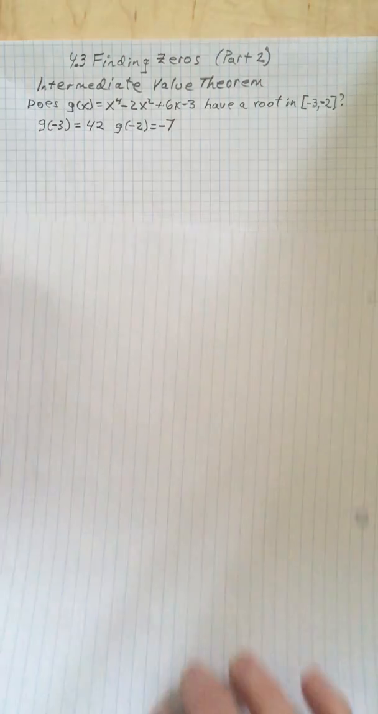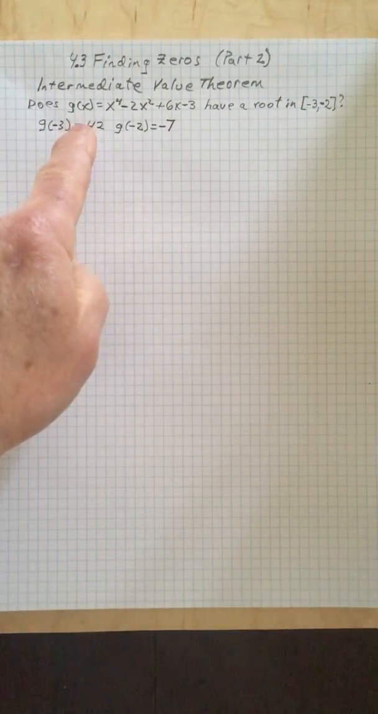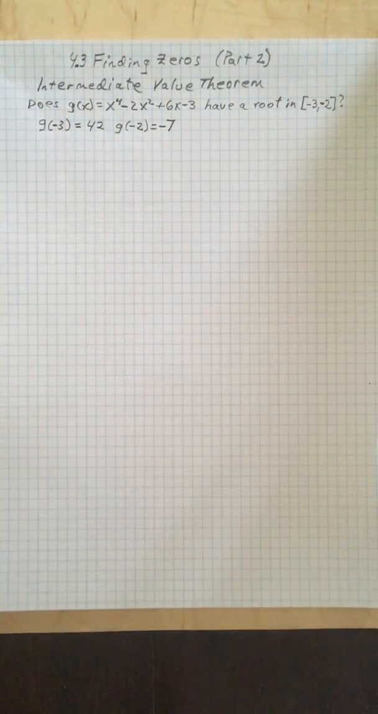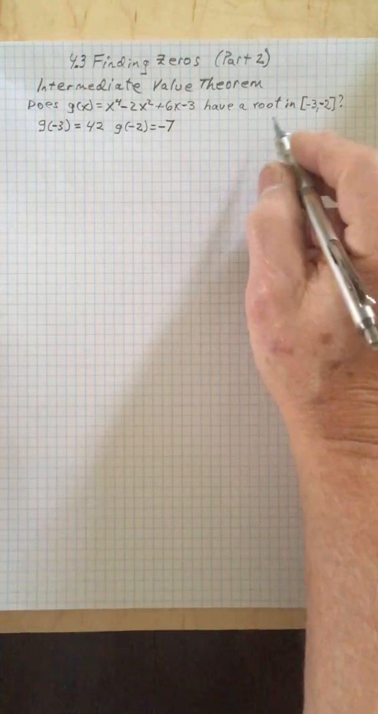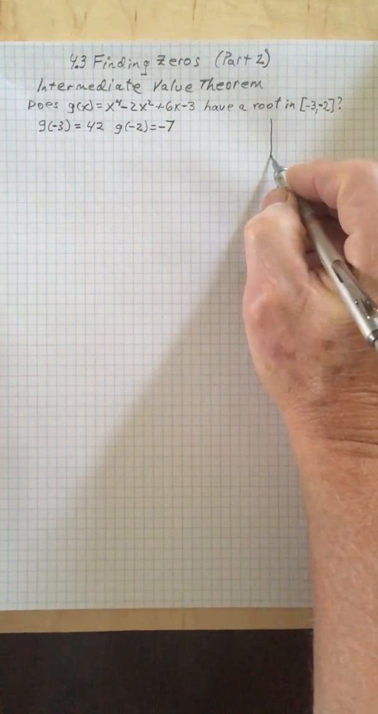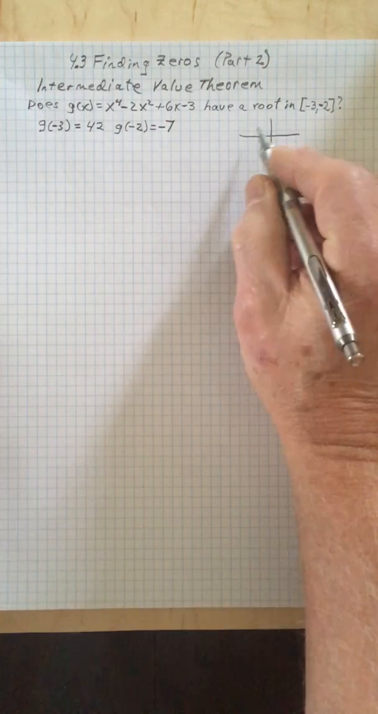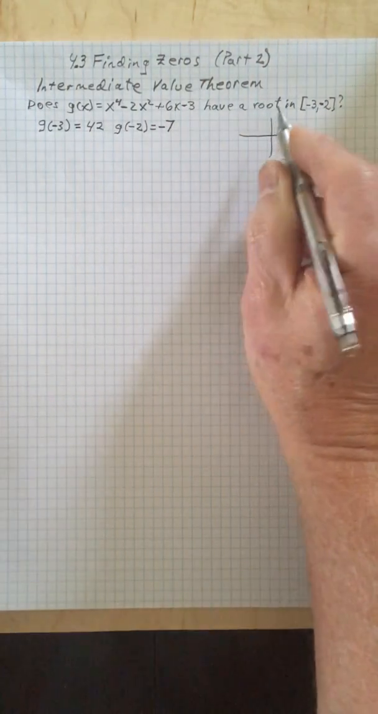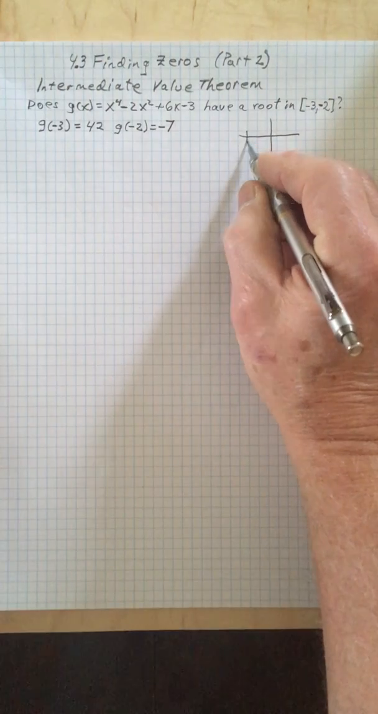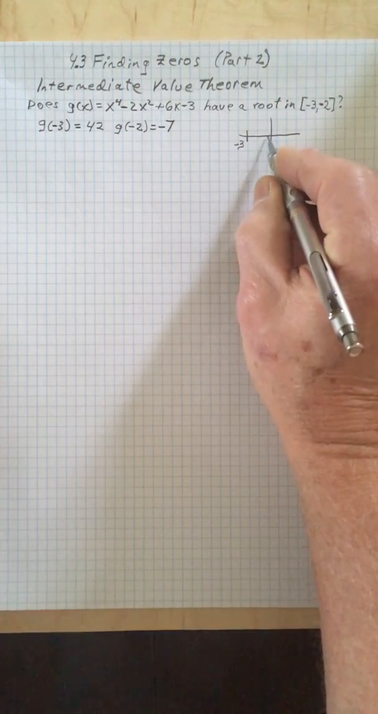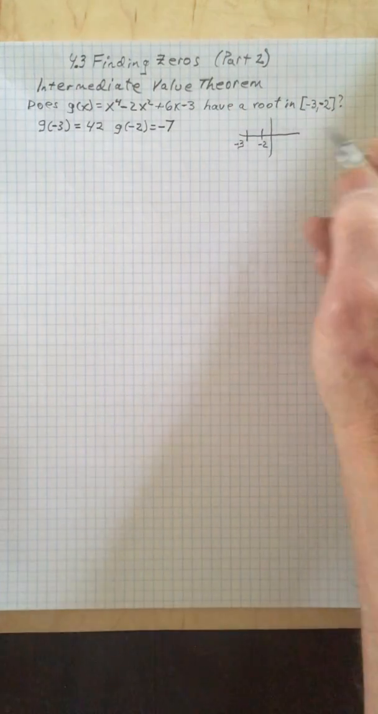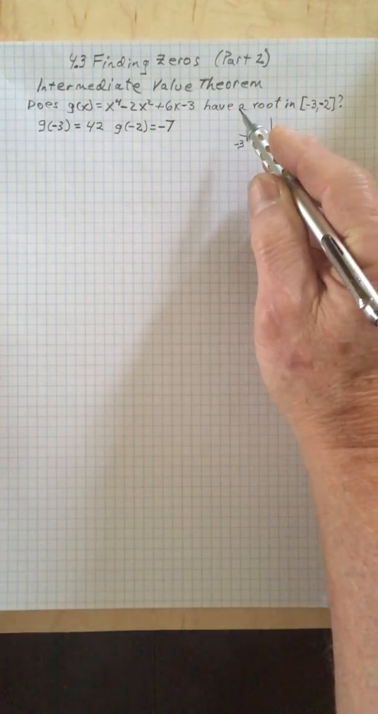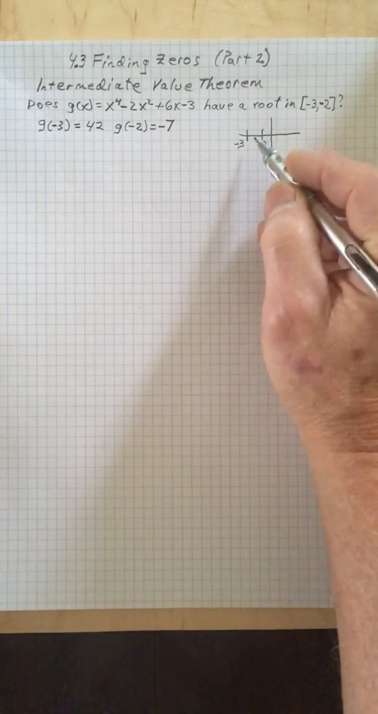So we have the function g of x, and there it is. And the question is, does it have a root in this interval? In other words, if I knew what the graph was, and I don't, but I could graph it, at -3 and -2, this interval, the question is, does the graph cross the x-axis in there?